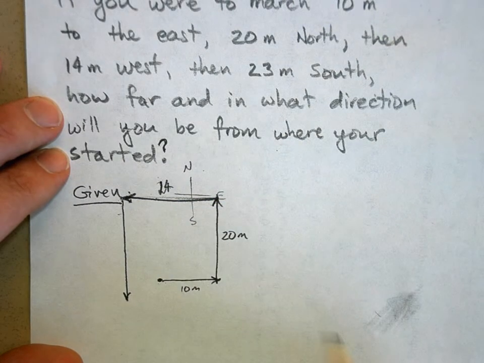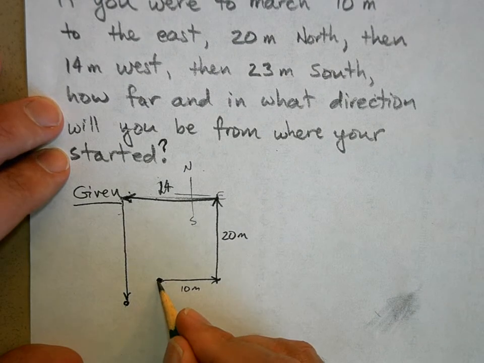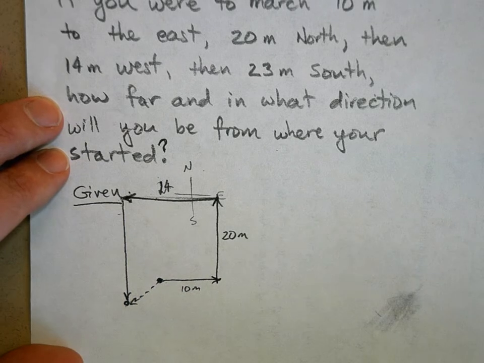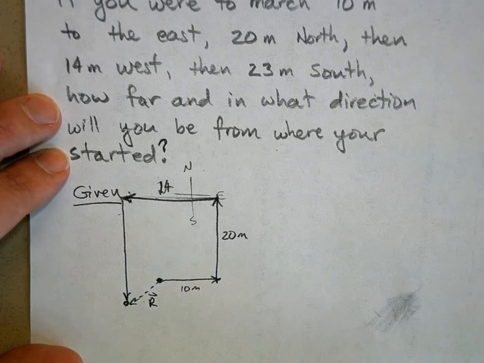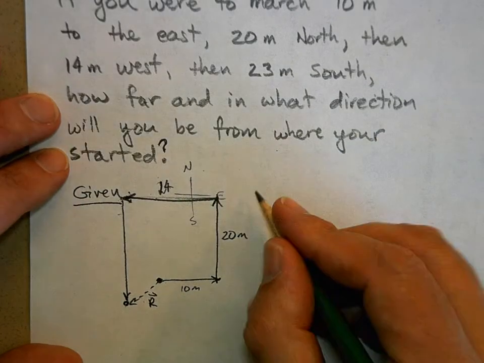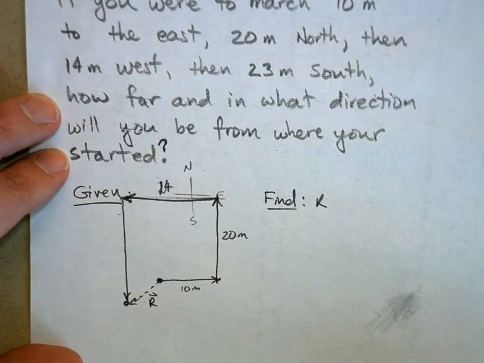Something like this. So we want to know, well, here's where I started and here's where I ended up. So I didn't really go very far. So it'd be down here somewhere. And that's my answer. Okay, and that's what I'm looking for. I'll just call it R for resultant vector, the result of doing all that marching. So that's what I want to find. I want to find R.